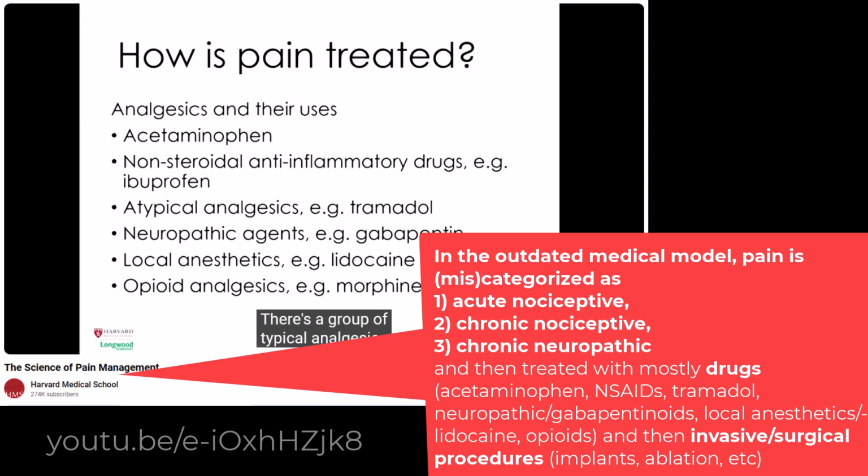There's a group of atypical analgesics that work in different ways on different receptors, but have pretty good analgesic effects, and tramadol is one of those you might have heard about. Then there are neuropathic agents that work better for neuropathic pain, those nerve injury pains, than they do for acute pain. And gabapentin is the best known of those.